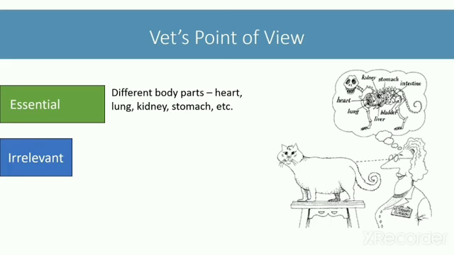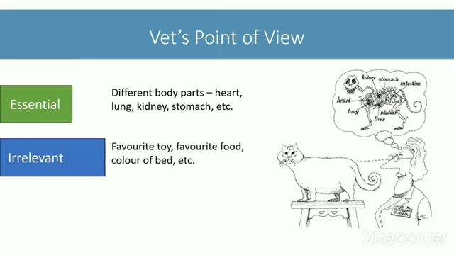Some of the features that are irrelevant to the vet are: what is the favorite toy of the cat, what food the cat likes the most, or what is the color of the cat's bed, etc. These things are of little help to diagnose any health problems the cat is having, so they are mostly irrelevant to the vet. Now let's see the cat from the lady's point of view.